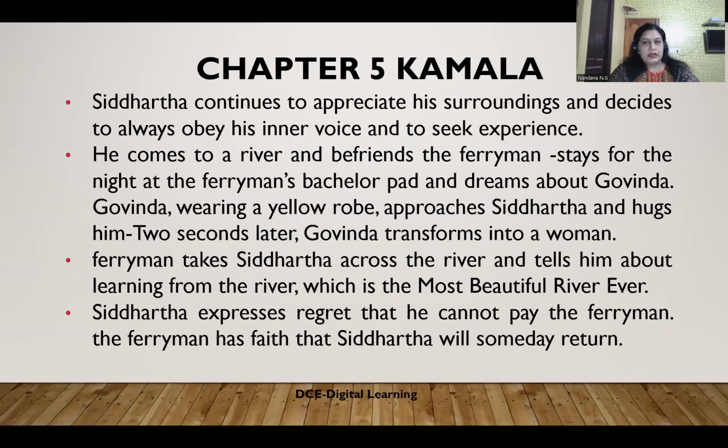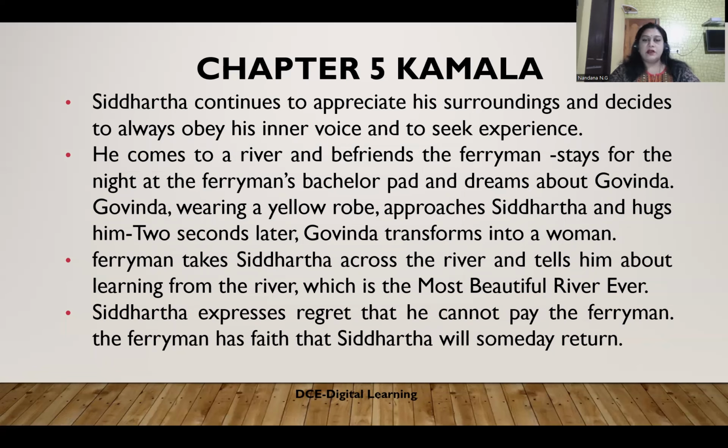If you observe the titles of the chapters, you can see that the titles aptly describe in one word, or try to sum up, the essence of what the entire chapter contains. Now we saw Siddhartha at the end of part 1, or at the end of chapter 4, where he has come to the realization that no teacher can help him achieve enlightenment until and unless he wants to achieve it. So Siddhartha continues to appreciate his surroundings and decides to always obey his inner voice and seek experience.